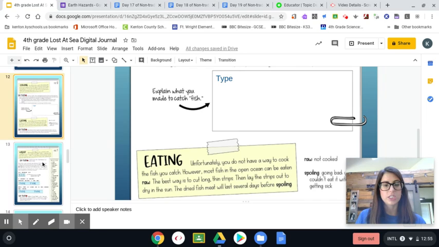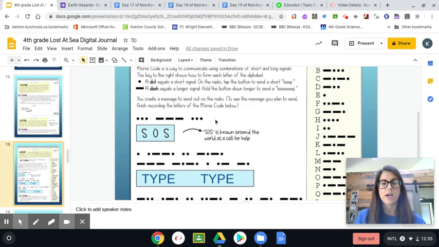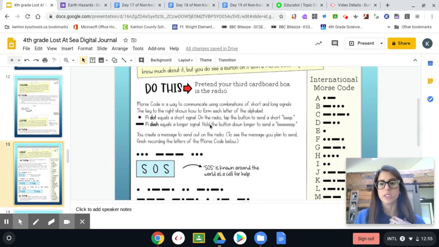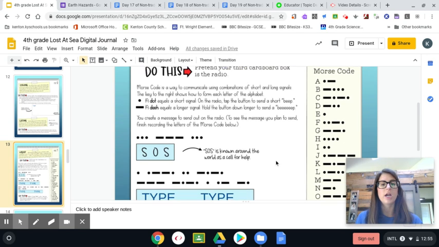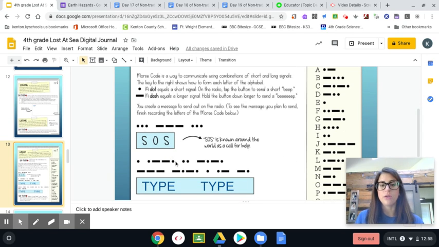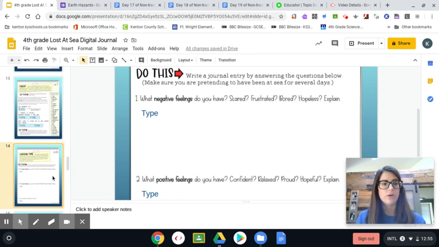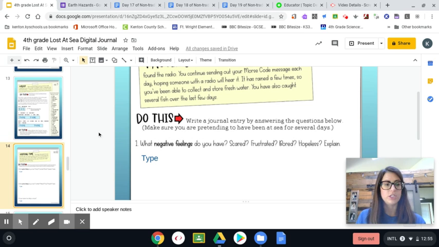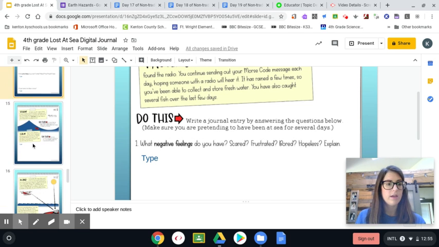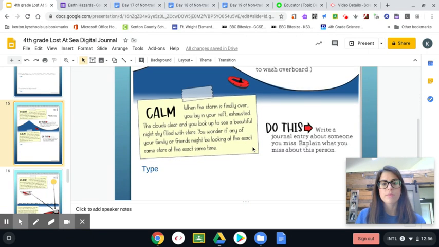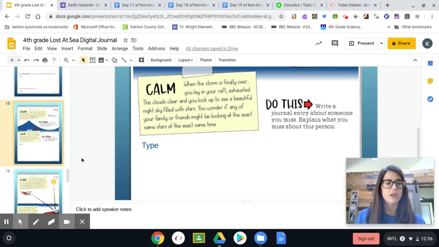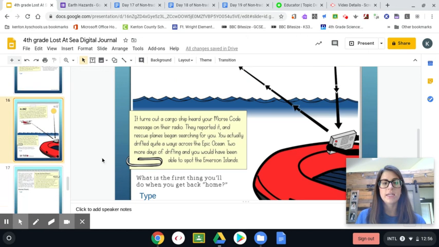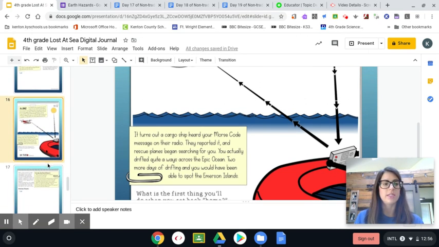Then on page 13, we have a little bit of some Morse code. We've done Morse code in class. So we have the International Morse code alphabet here. And you're going to have to decode using dots and dashes and the key. You're going to keep on going. You have another journal entry to complete. Another journal entry, and then finally on page 16 you are saved.